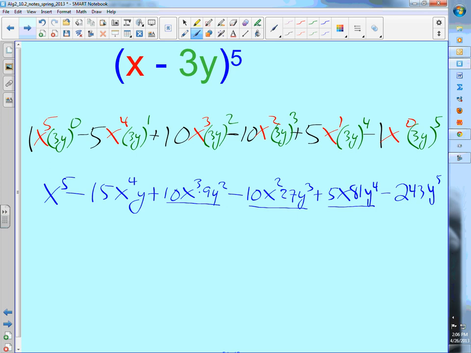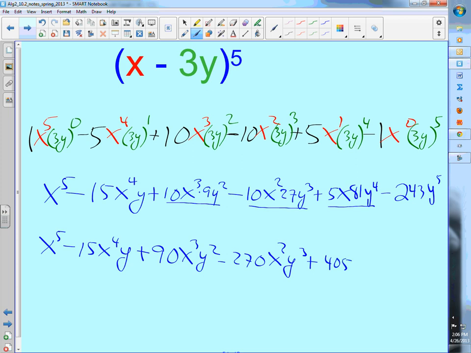And so now what we have to do is multiply those. So we have x to the 5th minus 15x to the 4th y plus 90x to the 3rd y to the 2nd minus 270x squared y to the 3rd plus 405x y to the 4th minus 243y to the 5th. I expect you to be able to raise 3 to the 5th power without a calculator.